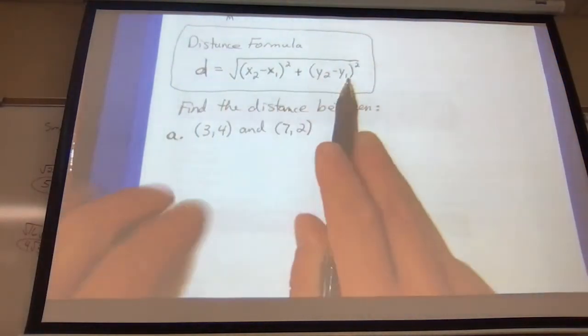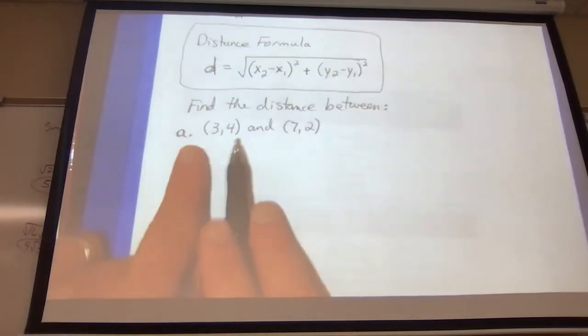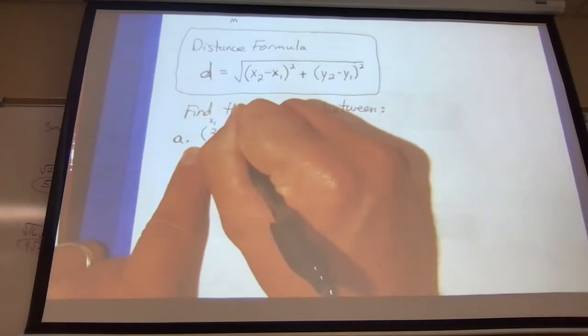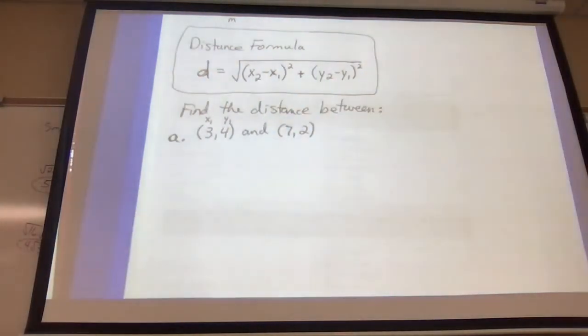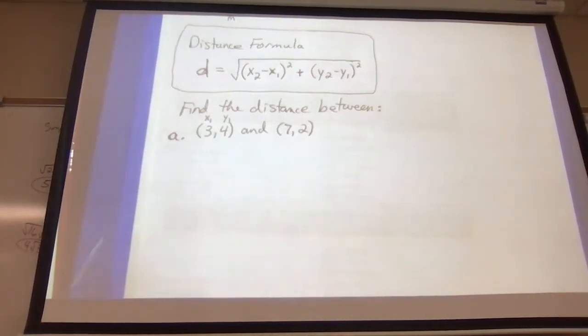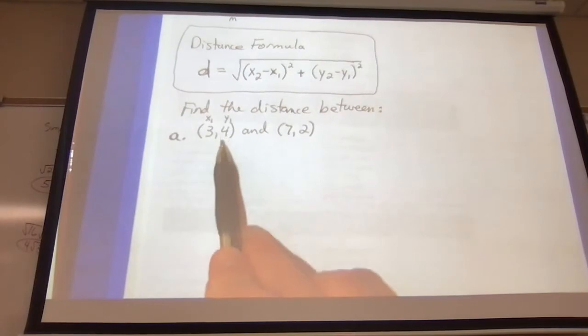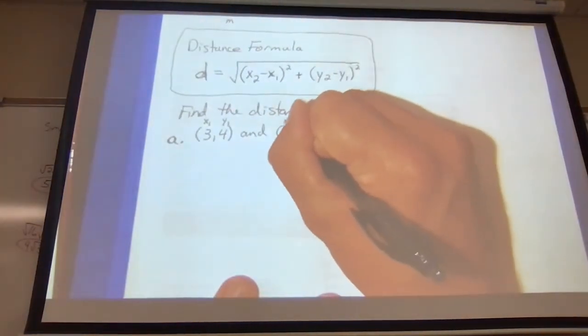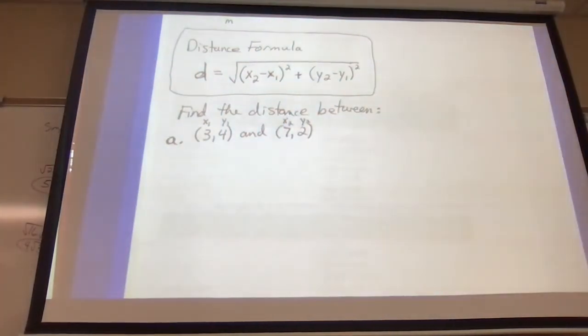If you do this one, what you're going to do is you're going to take your 2 points, and I'm going to call this first point x1 and y1. The x coordinate of that first point, the 3, we're going to call x1. The y coordinate of that point, the 4, we're going to call y1. And the second point, I'm going to call the x coordinate and y coordinate x2 and y2. Then we're going to put it into our distance formula.